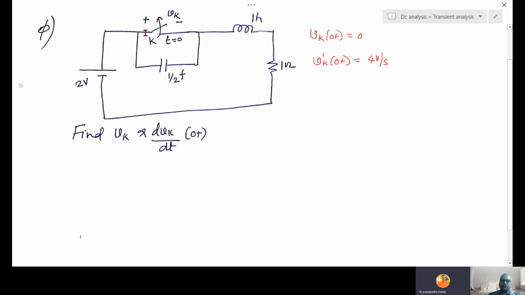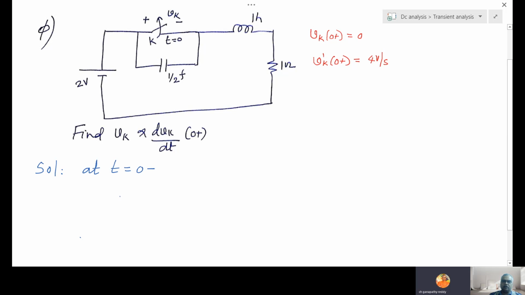Vk means voltage across the switch is indicated with Vk. So we have to find Vk(0+) and Vk'(0+). These two questions we have to answer. Since they are asking at 0 plus, as usual, draw the equivalent circuit at t equal to 0 minus.